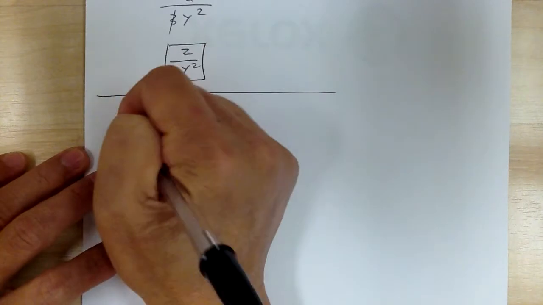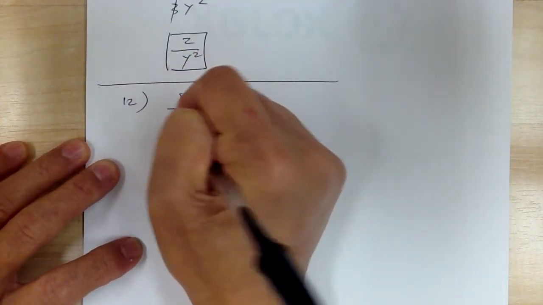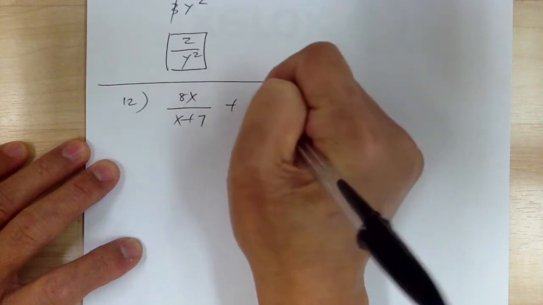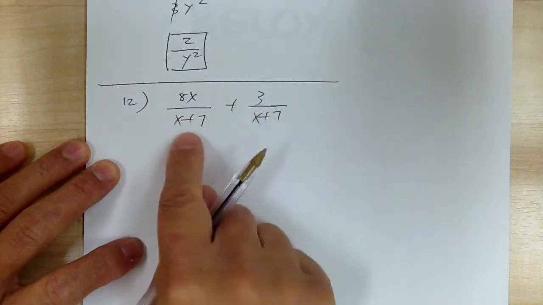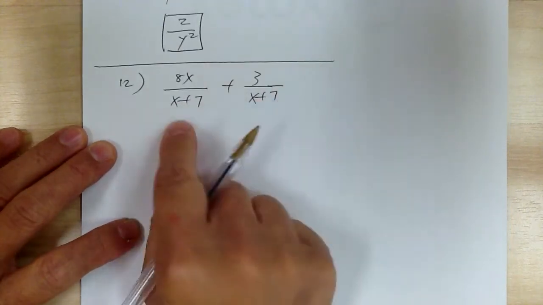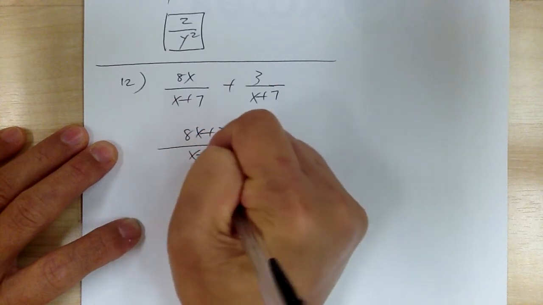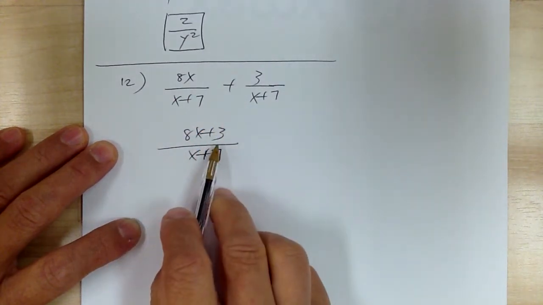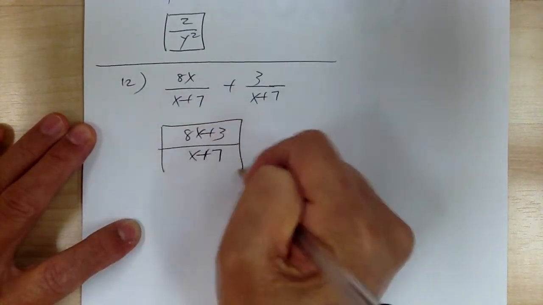Okay, let's go to number 12. You have ax over x plus 7 plus 3 over x plus 7. So you check, okay, common denominator, yes, so you're good. So go and add. So you're going to get ax plus 3 over x plus 7. And check for factoring to cancel. Cannot factor, so you cannot cancel. So that's it.